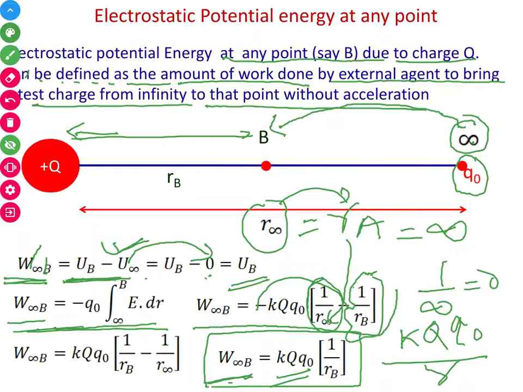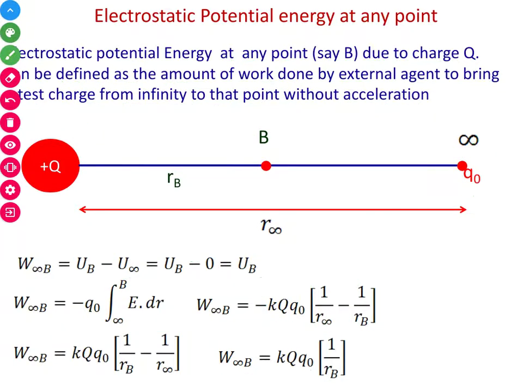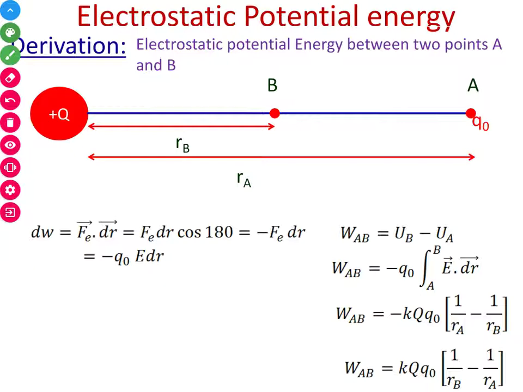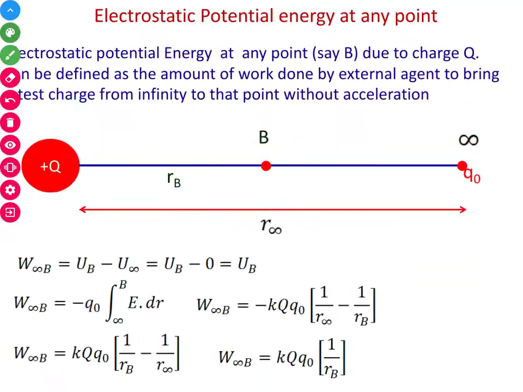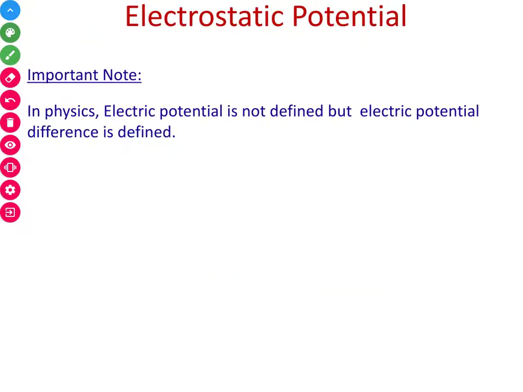So it is just an extension of the previous formula which we have already derived. In this formula we have put the value of RA. If this is infinity, the whole term becomes 0, and the final expression is like this, which we have already found over here. So this is the electrostatic potential energy at this point, and next is the electrostatic potential.